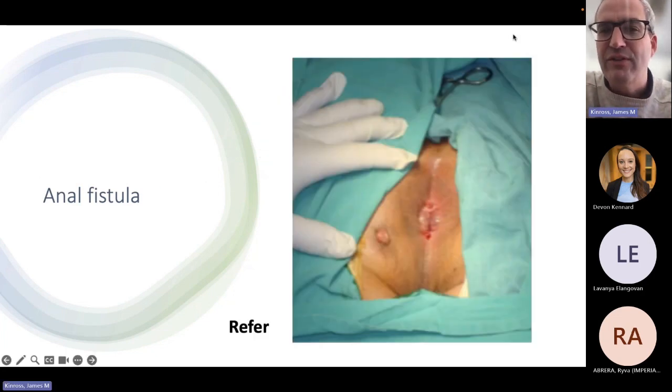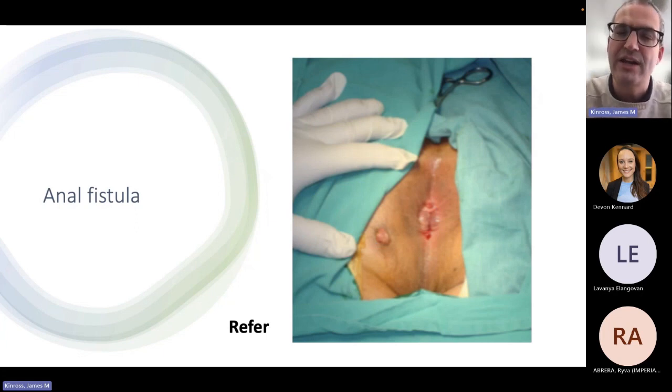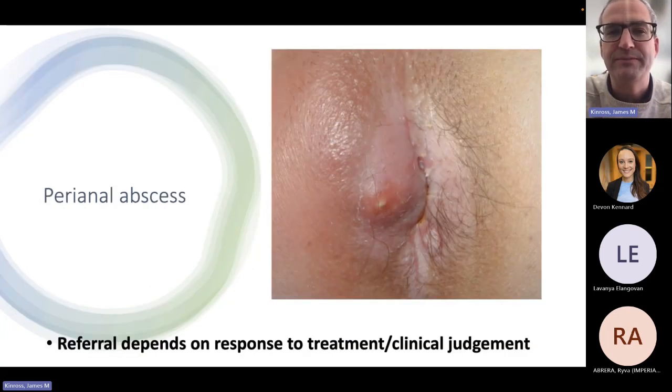It's a bit of a blurry photograph, apologies, but this is what a fistula looks like. You'll typically see a dot, usually far away from the anal margin, and this patient will often describe symptoms of purulent discharge, occasional bleeding, and discomfort, and it's usually pretty obvious when you see it.